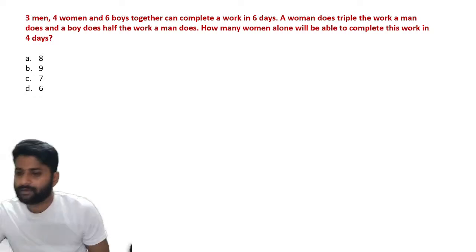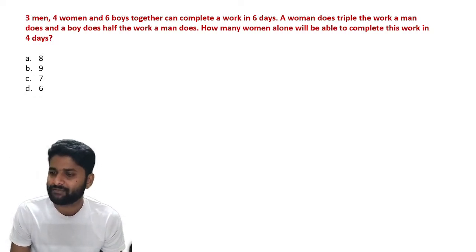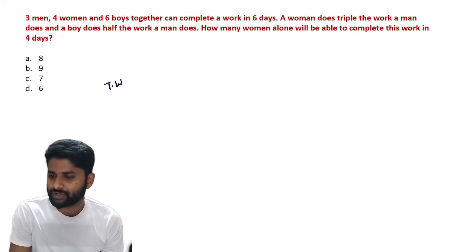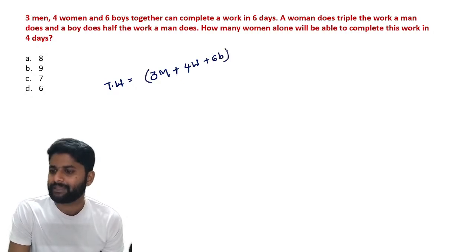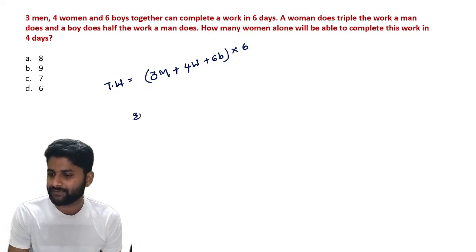Now let's see this question. 3 men, 4 women, 6 boys together can complete the work in 6 days. See what is the total work? In the total work, we have 3 men, 4 women, and 6 boys. If they work together, they will finish the work in 6 days. So that's the total work. So let's focus on this data.